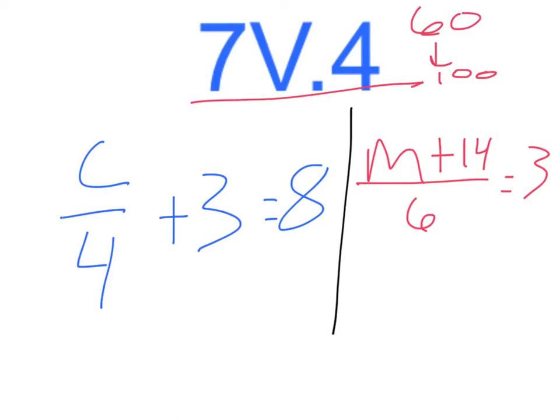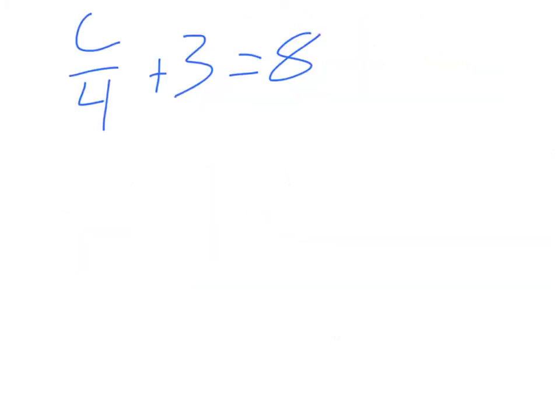So our first two problems are C divided by 4 plus 3 equals 8, and M plus 14 divided by 6 equals 3. The big thing is how you read these different problems, and that gives you a big hint about how to solve. So let's first take a look at them. First one is C divided by 4 plus 3 equals 8. Since I have two different operations, I have my divided by and then I have my addition sign.